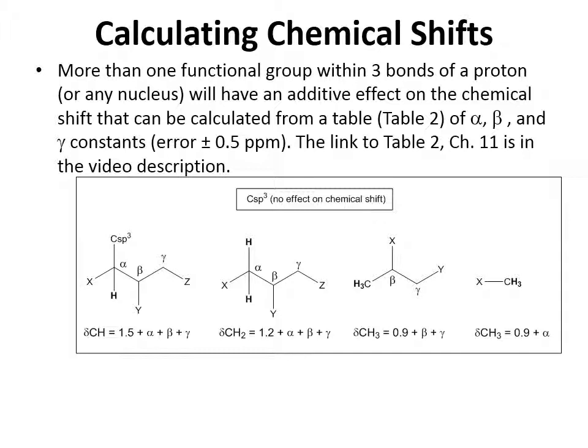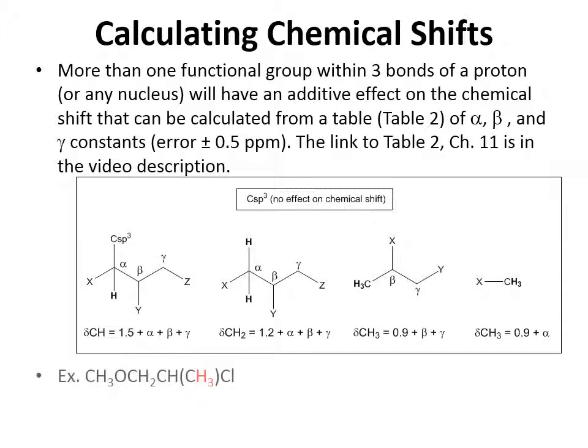gamma. Now CH3 doesn't have an alpha value, because if it had an alpha value, it would just have one thing attached to it. So we only look at the beta and gamma effects, so groups that are 2 bonds away and groups that are 3 bonds away. And the equation is 0.9 plus beta plus gamma. And as I mentioned, you could also calculate the chemical shift for a group directly attached to a CH3, or you could just look it up on the approximate chemical shift table, Table 1. If you wanted to calculate it, it would be 0.9 plus alpha.